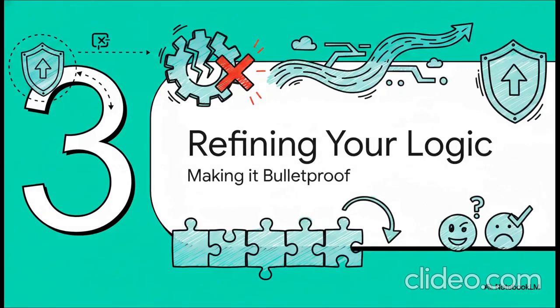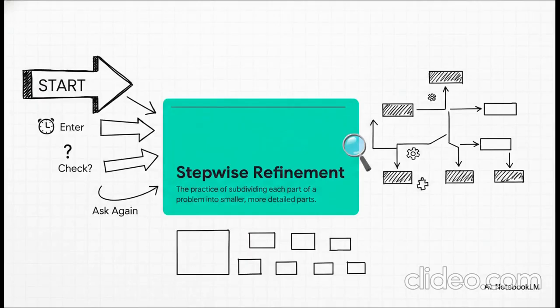So our plan works. That's great. But is it bulletproof? I mean, what if the user enters 90 for the number of seconds? That's not a valid time. A great plan anticipates these kinds of problems. So this next part is all about refining our logic to handle potential errors. And this is where a cool technique called stepwise refinement comes into play.